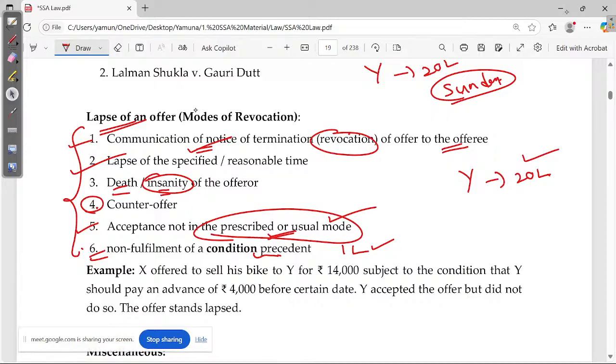The other heading used here, often asked in the exam, is modes of revocation. In how many ways can an offer be revoked? Revoked means withdrawn. Yes, you can please make a note of it. We can go for the example also.